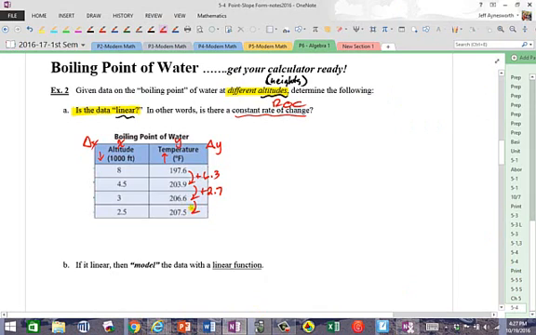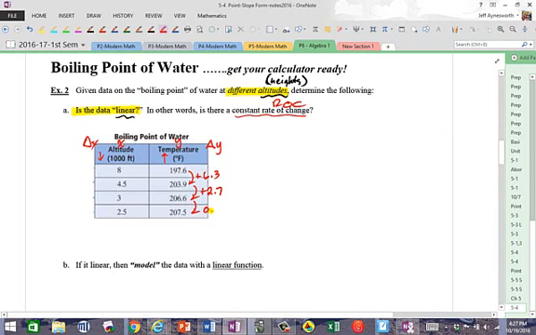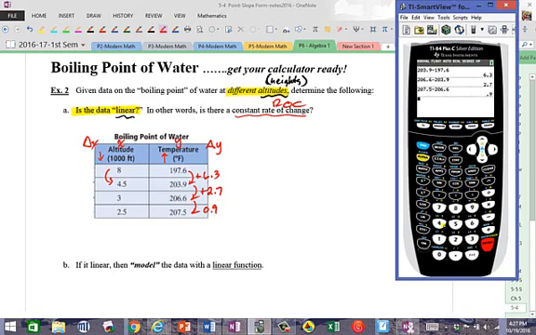What is this increase? Well, let's figure it out. 207.5 minus 206.6, and I get 0.9. Those are the delta y's, the change in y's. What are the delta x's? Okay, it's a decrease, so it should be negative. So 4.5 minus 8. You always subtract the previous one. Get negative 3.5.